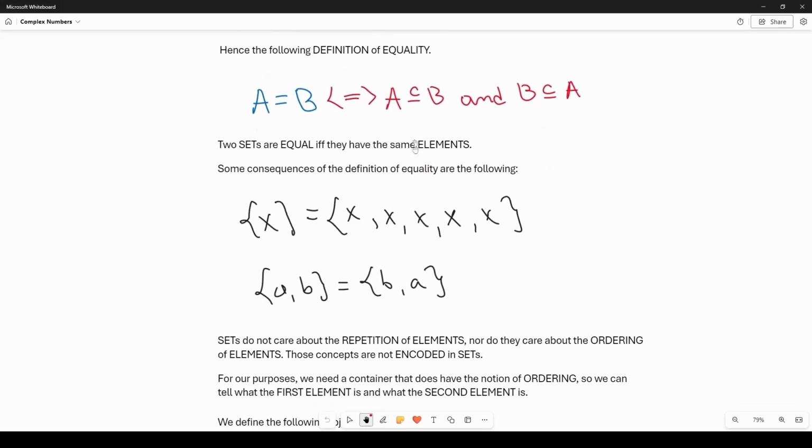Hence we have the following definition of equality for sets. A is equal to B if and only if A is a subset of B and B is a subset of A. So two sets are equal if and only if they have the same elements.